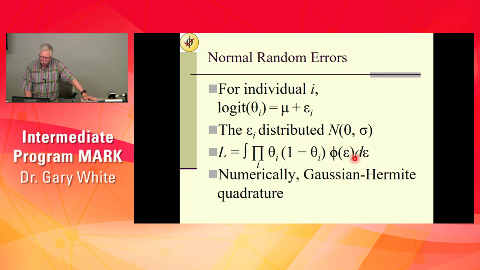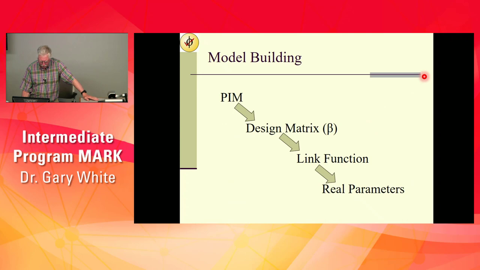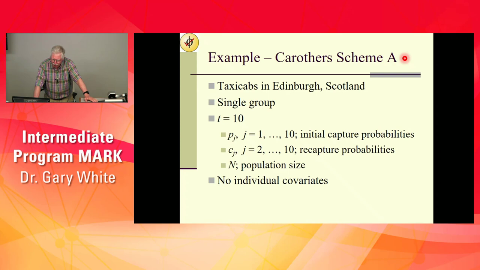Okay, this is just a repeat slide. You've seen this before. This is just saying that, okay, we've got PIMs, we've got the design matrix, we've got link functions, we've got real parameters. We know all about that. We're going to walk through this example of taxicab data.